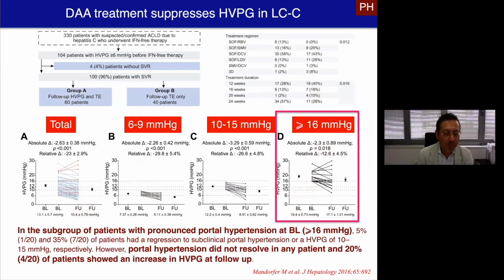However, we should also pay attention to the report by Mandorfer, showing that in the subgroup of patients with pronounced portal hypertension at baseline, more than 16 mmHg, portal hypertension did not resolve in any patient, and 20% of patients showed an increasing hepatic venous pressure gradient at follow-up.